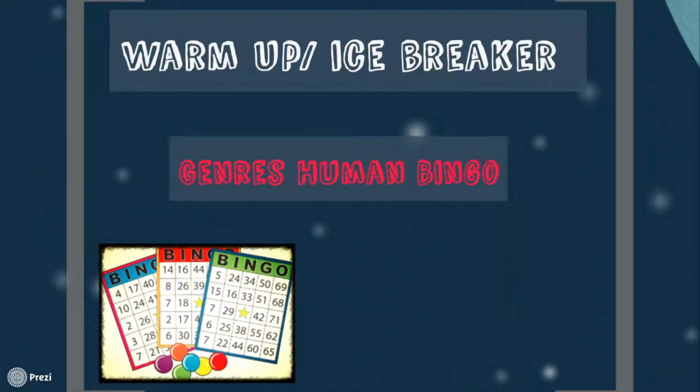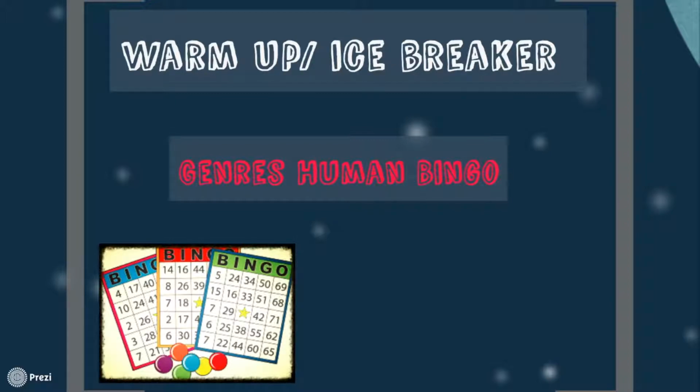First, we'll begin with a warm up or icebreaker to get you moving and discussing amongst each other so we can get a little more comfortable. This game is called Genres Human Bingo. It can be used as a pretest or a review. To play, each student will need a copy of the bingo board and a pencil. Clipboards are helpful but are not necessary.